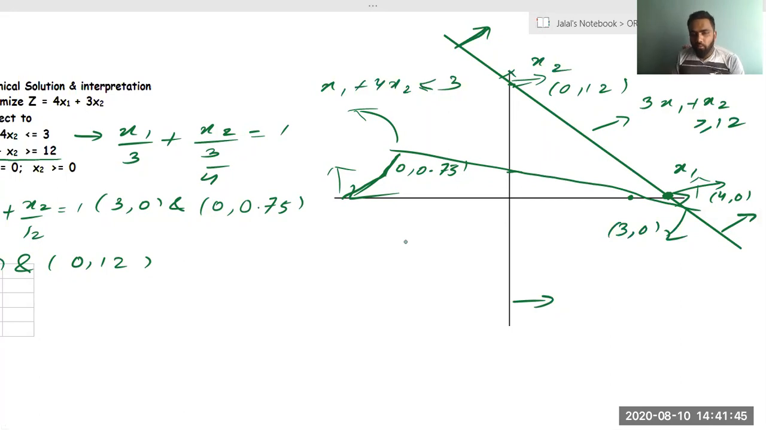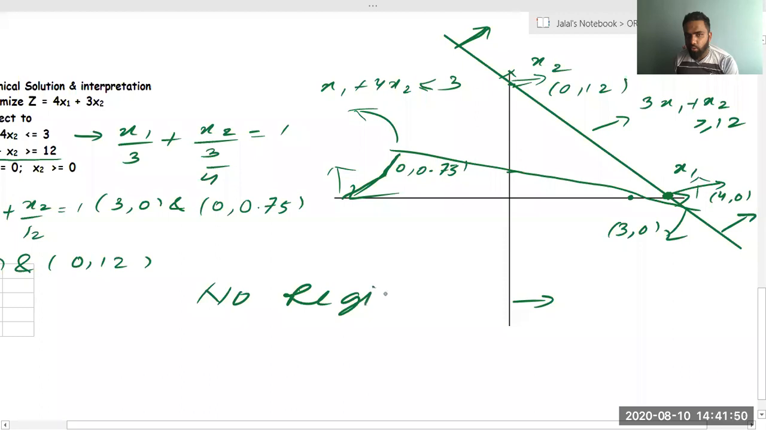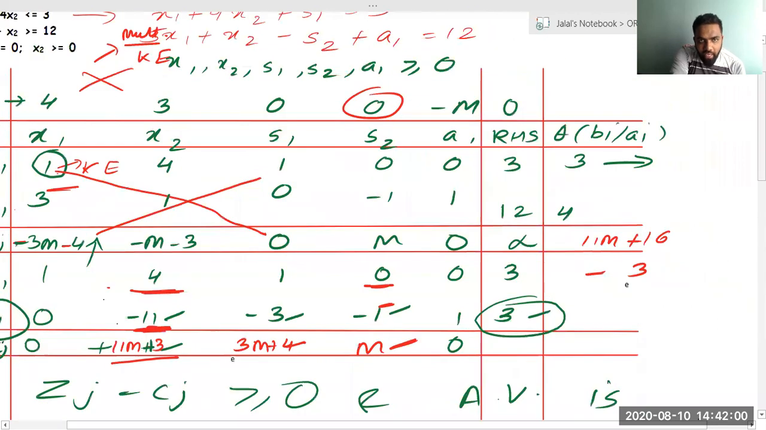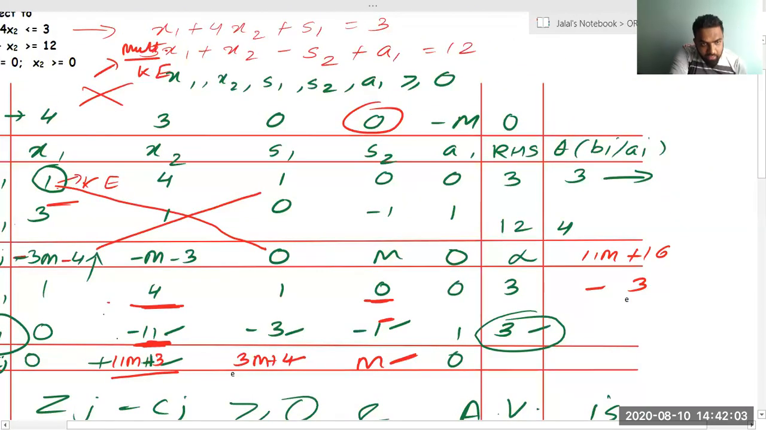So what are we getting? We are getting no region. So when we are getting no region, the solution is called an infeasible solution. Okay, always remember. This solution is called an infeasible solution. Now I would like to tell you what is the value of A? Just look at this table. I'll just finish it.